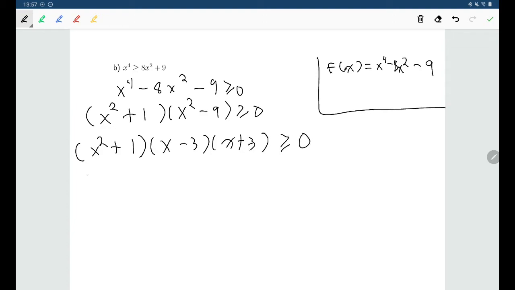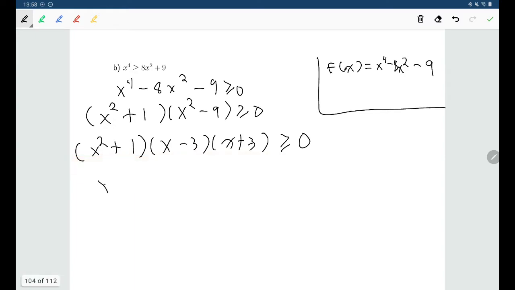So we want to know, where is this polynomial at the x-axis or above it? Where is it greater than or equal to 0? And if we're looking at this polynomial f of x, we can see that it has only 2 zeros.